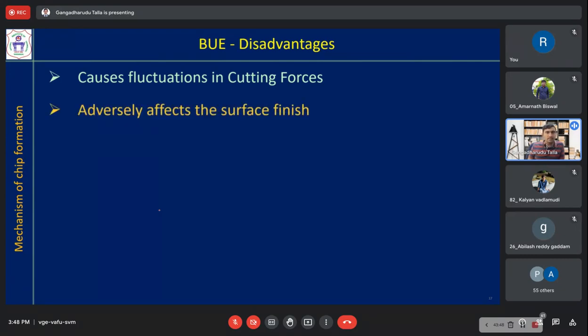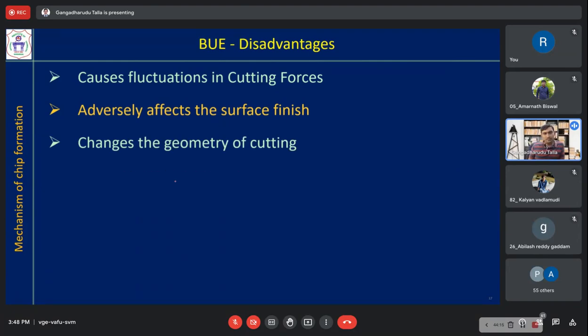It also adversely affects the surface finish, because some portion of the built-up edge is sticking to the finished surface, so it is disturbing the surface finish there. And during cutting also, the built-up edge is coming between the tool and the workpiece, so it is disturbing the surface finish.